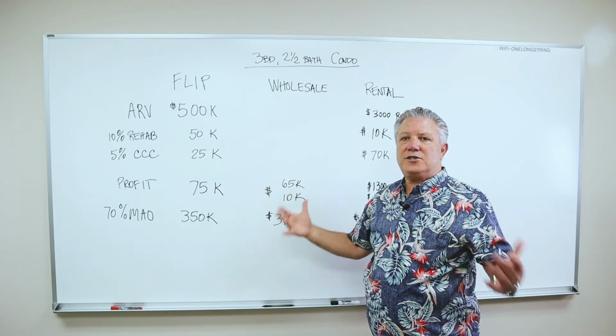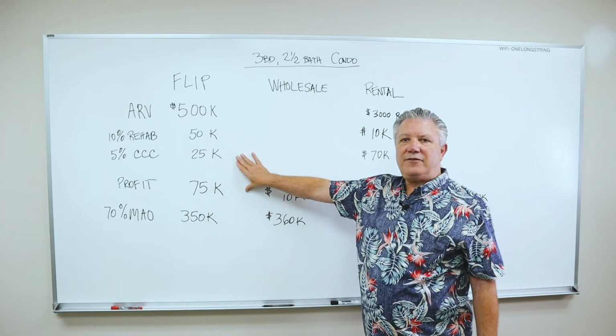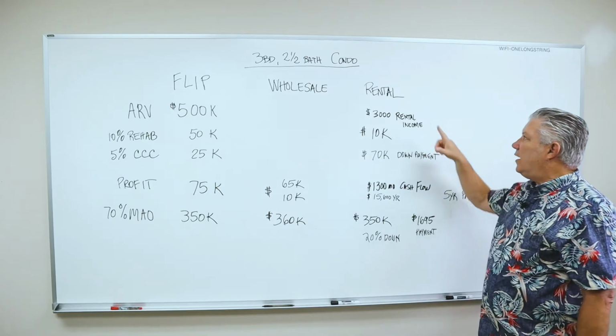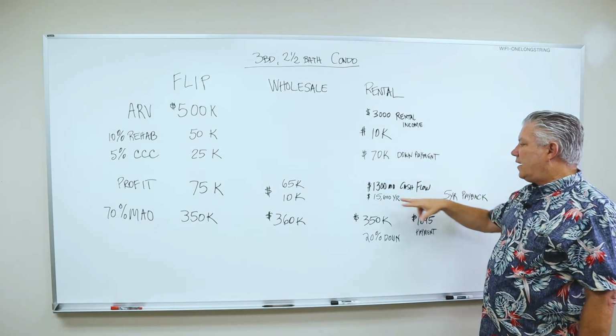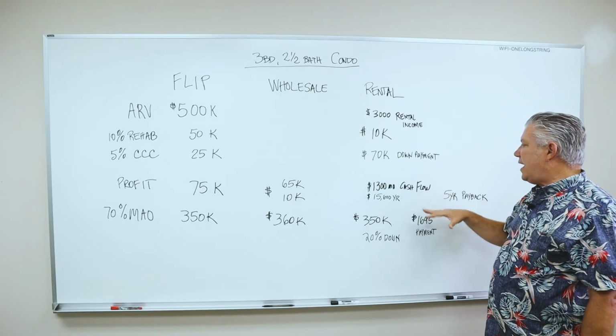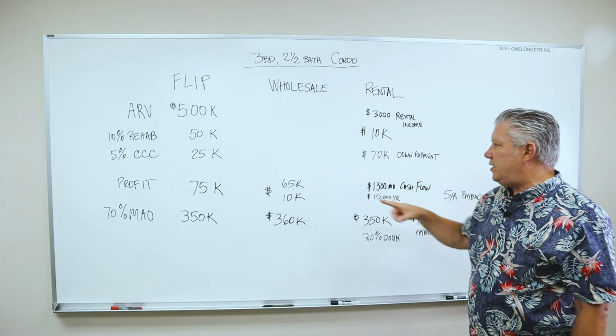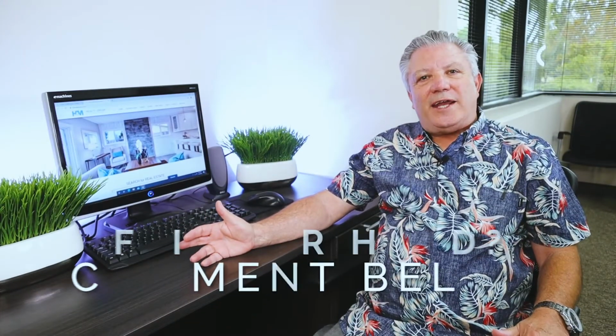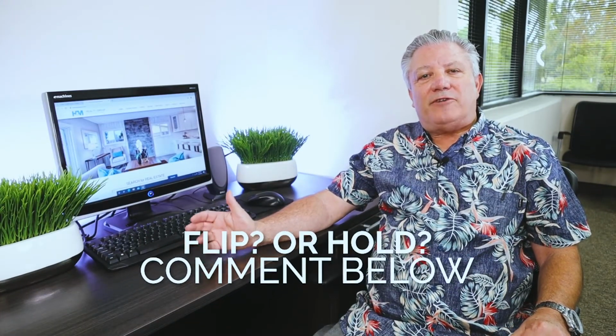So now your decision is, do you want to make $75,000 in 2 months, put it in your pocket, and go buy another flip? Or would you want to come over here, start renting it out, cash flow with the property, but knowing that to make this profit that you would have made already, it would take you 5 years to do that. What strategy excites you the most? Flip or hold? Comment below.